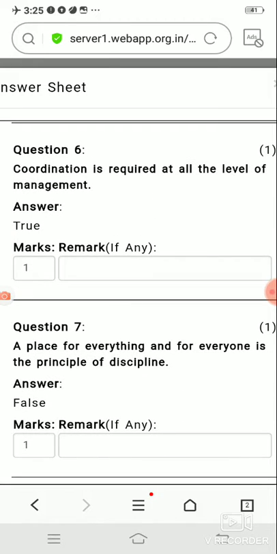Next is: coordination is required at all levels of management. All levels of management means management has 3 levels: top level, middle level, and lower level, which we call the operational level also, right? So what is coordination basically? When we are working in an organization, there is not a single person who works, there are lots of people who work. We all are required to coordinate with each other. So it is required not only in one level of the organization, it is required in all levels of the organization, so that the objective of the organization can be achieved.